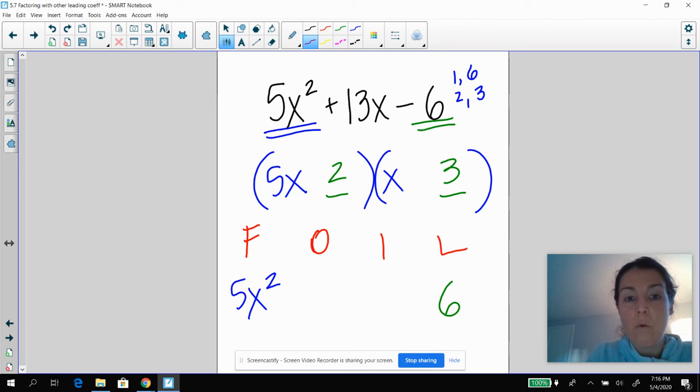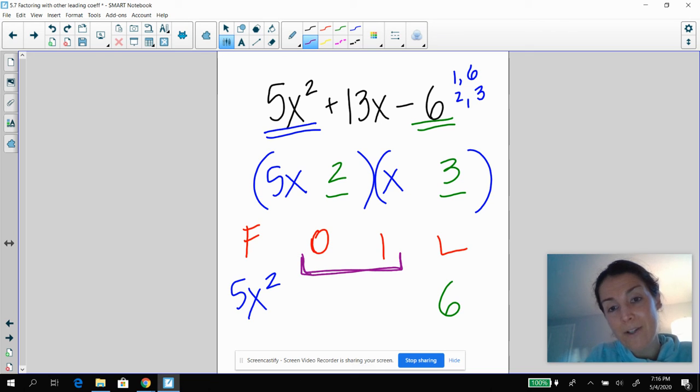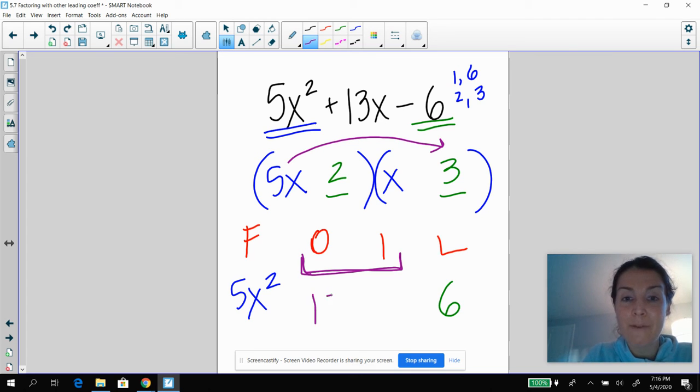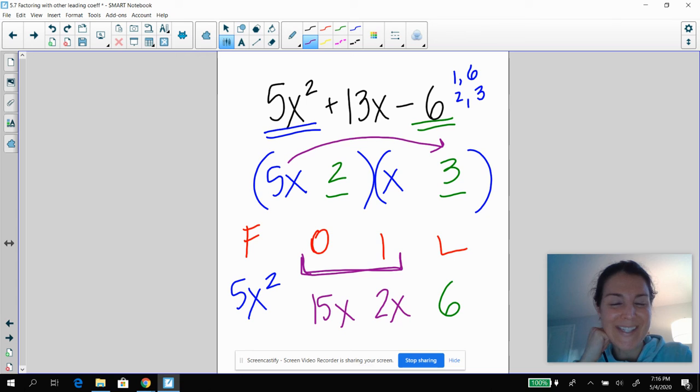So remember, we know what our F is, we know what our L is. What's different and what matters is our O and our I. So let's multiply these out. 5x times 3, that's for our outer two terms. That gives me 15x. And 2 times x gives me 2x. Ooh, this is kind of nice.